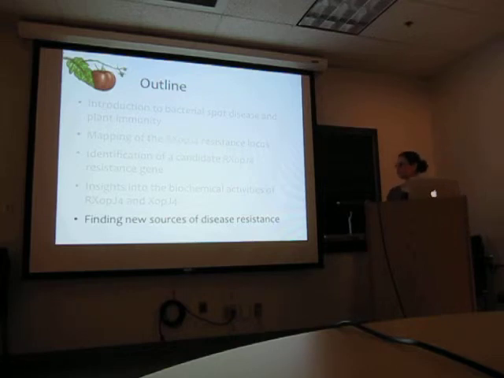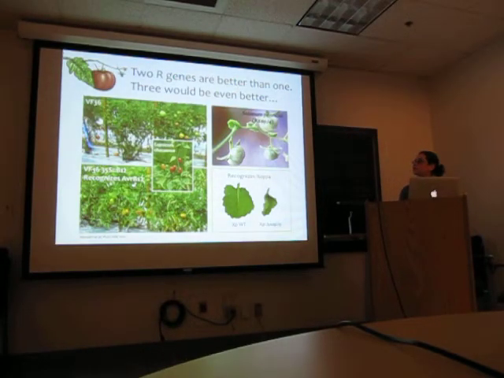And so now I'm going to switch gears a little bit and talk about a project to find new sources of disease resistance, because as we already saw, if we have just one R gene recognizing one effector, the pathogen mutates that effector, it still causes disease, you have a problem again. So what we hope is to be able to stack several resistance genes that recognize conserved pathogen effectors to create more durable resistance. So we have 2, 3 would be even better, more would be even better.